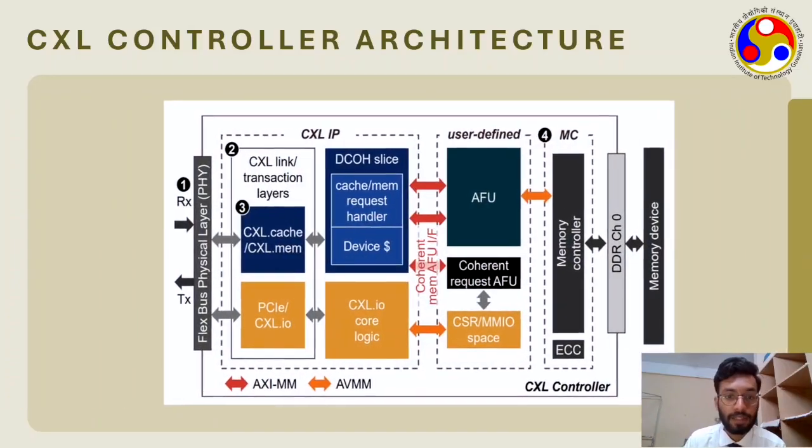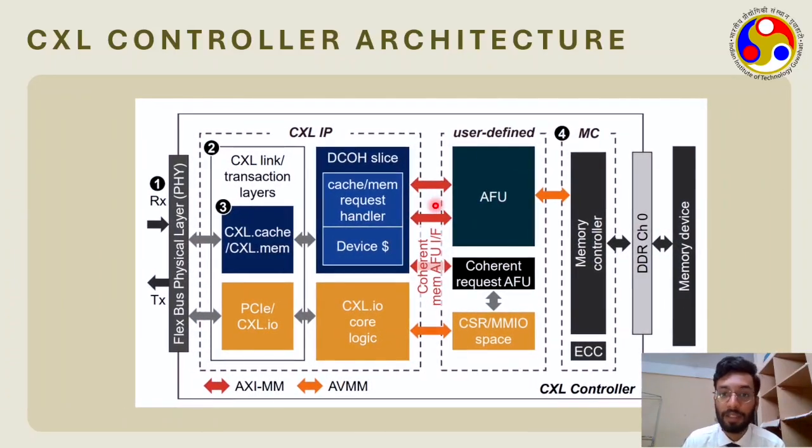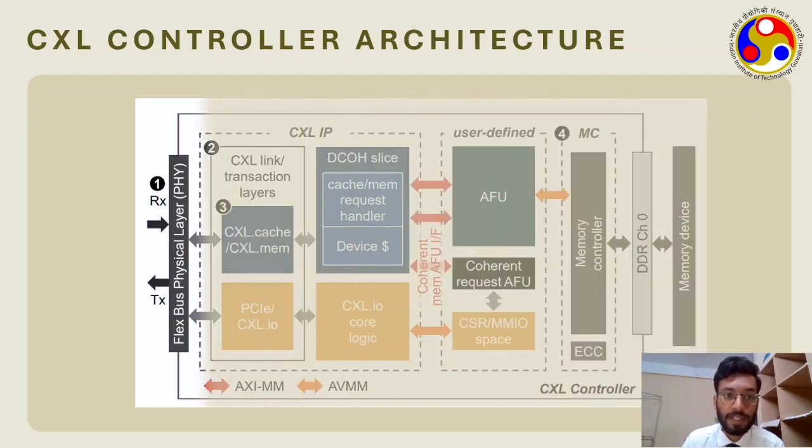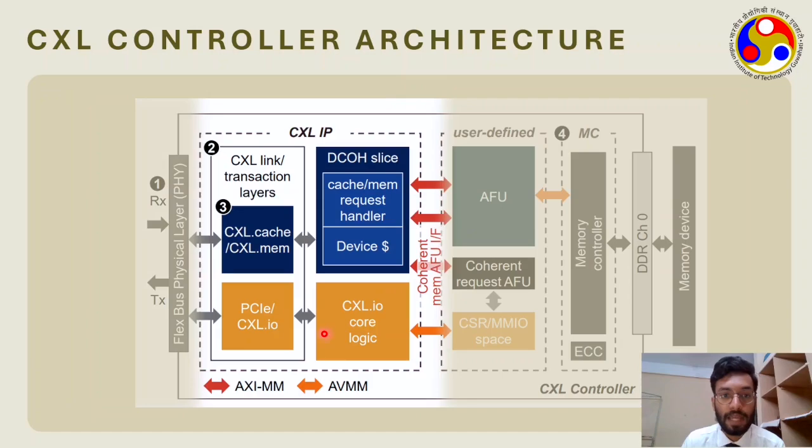Taking a greater look at the CXL controller, it can be converted into three broad layers. The first layer being the physical layer of my CXL controller. This implements the CXL.io protocol, which is inherently based upon the PCI Express 5.0 protocols. Next, the CXL.ip protocol stack implements the link layer and the transaction layer of my CXL architecture.